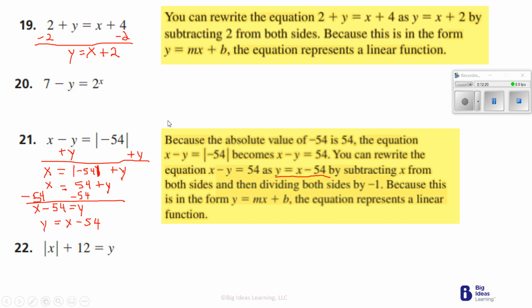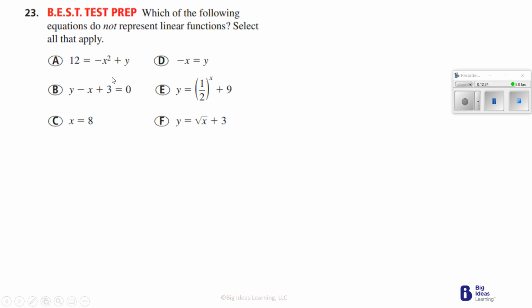You got number 22 to do. I'm going to go ahead and work on the next one, 23. Which of the following equations does not represent a linear function? Which one is not a linear function? Select all that apply. Okay, so this square right here would not be a linear function. Even if I put y on one side and brought the x over here, it would still be squared. A is not a linear function.